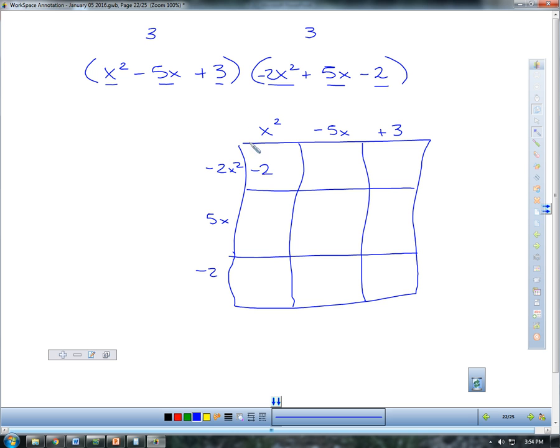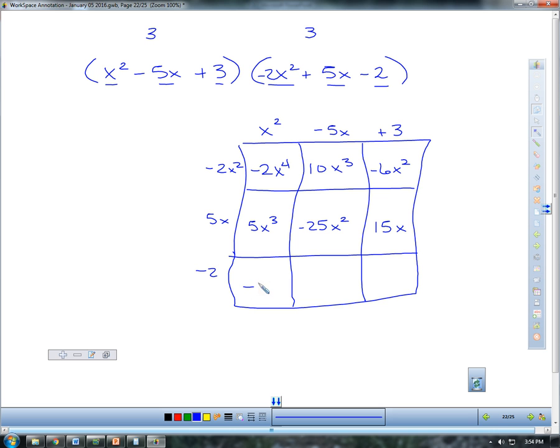Negative 2 times 1 is negative 2. X squared times x squared, since I'm multiplying the same base, I'm going to add their exponents, so it'll be 2x to the 4th. Negative 2 times negative 5 is positive 10. X squared times x is x to the 3rd. 3 times negative 2 is negative 6. Pull through the x squared. 5 times 1 is 5. X times x squared is x to the 3rd. 5 times negative 5 is negative 25. X times x is x squared. 5 times 3 is 15. Carry the x with you.